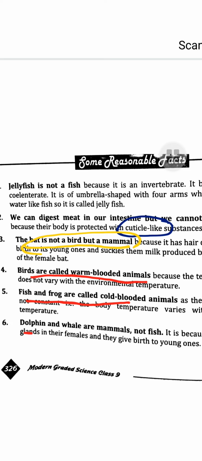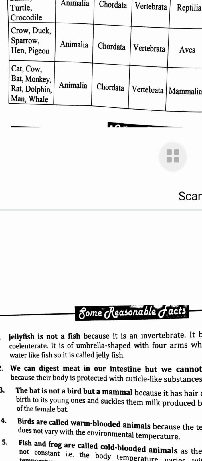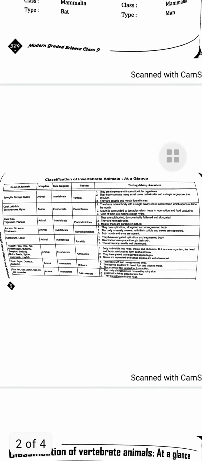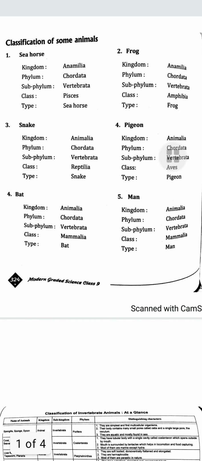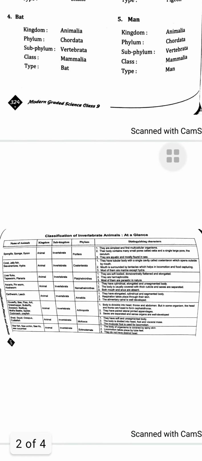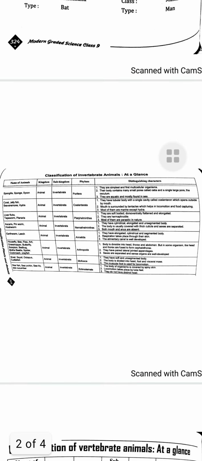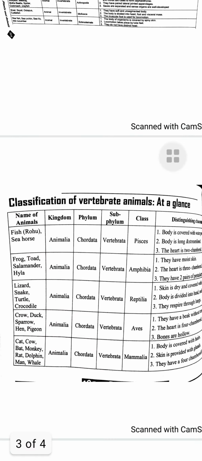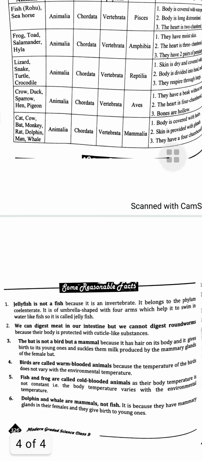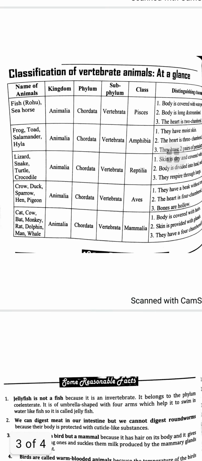Okay. Next one is dolphin and whale are mammals but not fish. Why? Because they give birth to their young ones. Dear students, so at a glance, what have we discussed today? Classification of invertebrates with the characteristics, classification of vertebrates with characteristics, and some reasonable facts.